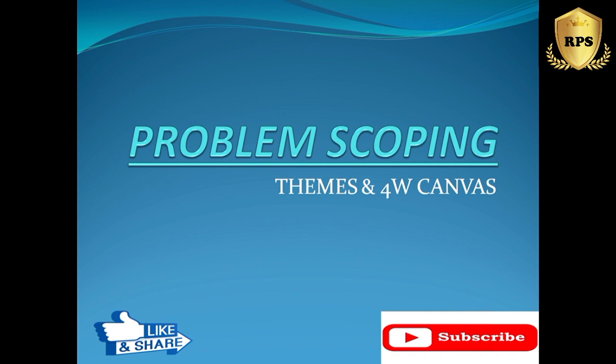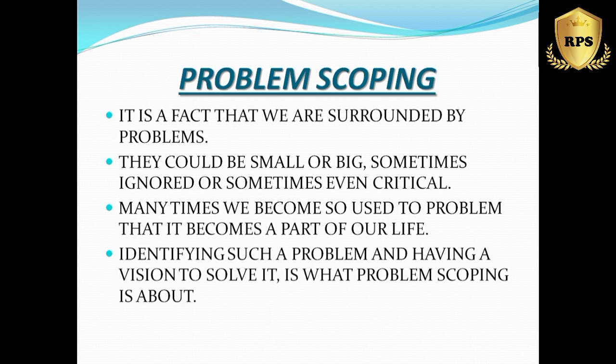Now that the AI project cycle definition and core idea have been completed, we will proceed from problem scoping. Scoping consists of two parts. What are they? The 4W canvas and themes, like I have written here. So what is problem scoping? You have already seen a small definition. Let's read it again.